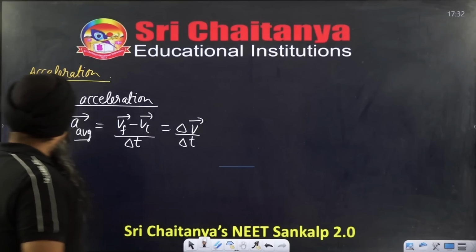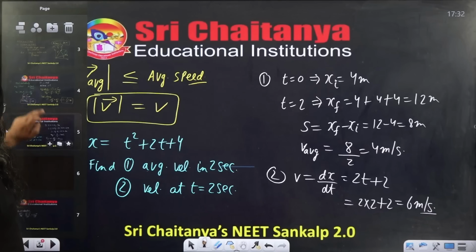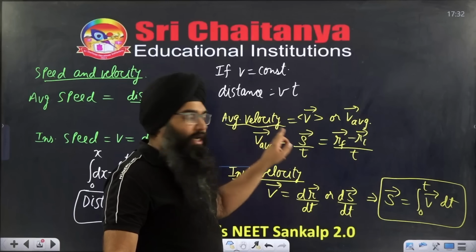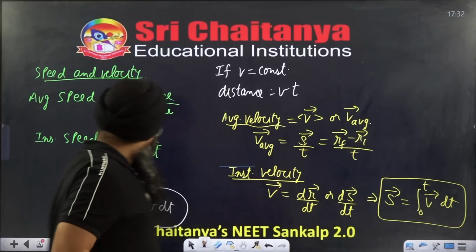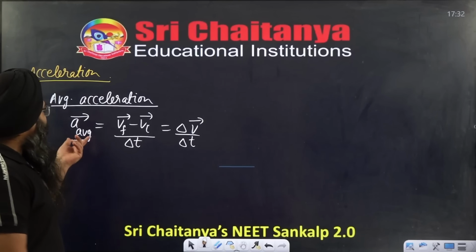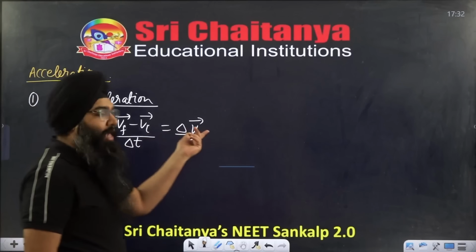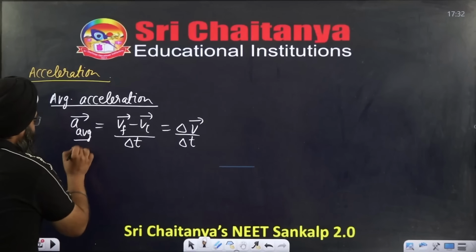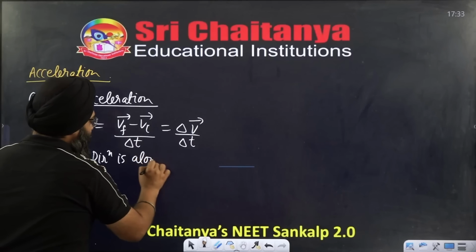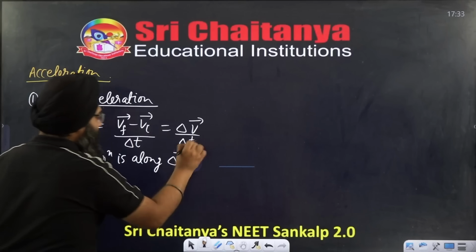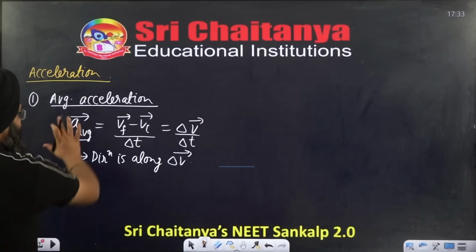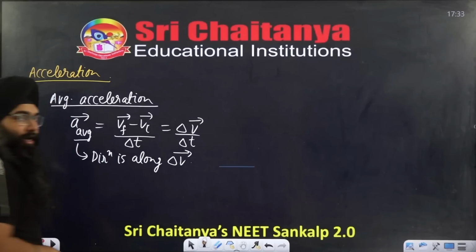One more thing, in the previous case when I was discussing average velocity and instantaneous velocity, the direction of average velocity was in the direction of displacement. When I am talking about average acceleration, the direction will be in the direction of change in velocity. So I can say the direction is along delta v vector. Direction of average acceleration will always be along delta v vector.